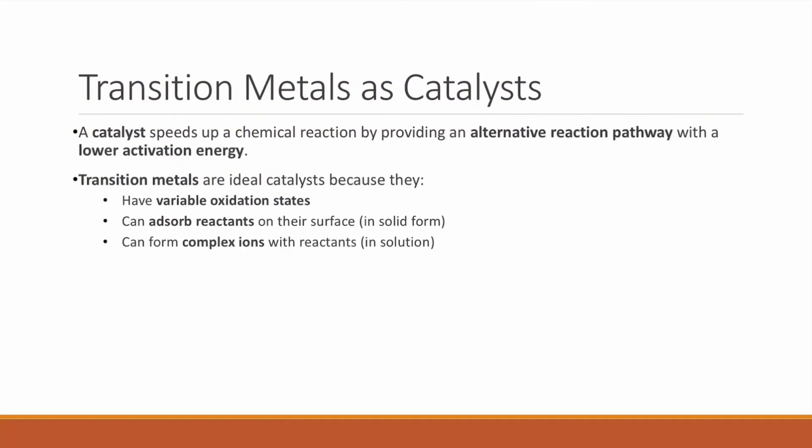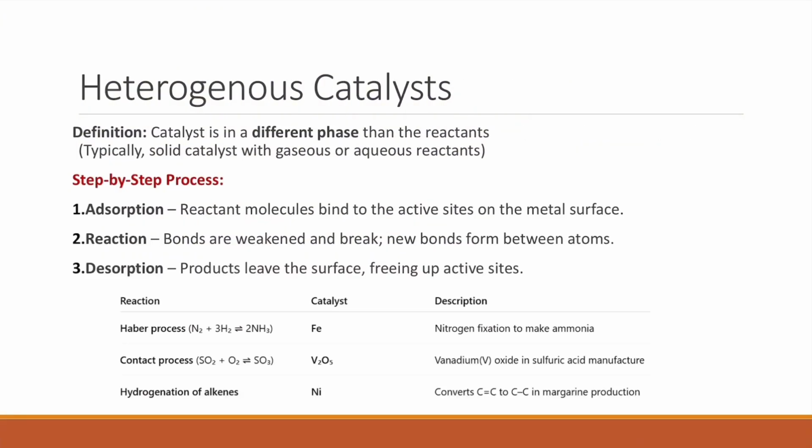So transition metals can act as catalysts. A catalyst will speed up a chemical reaction by providing an alternative reaction pathway with a lower activation energy. Transition metals are ideal catalysts because they have variable oxidation states, they can adsorb reactants on their surface if they are in the solid form, and they can form complex ions with reactants in solution. There are two types of catalyst. The first one is called the heterogeneous catalyst. A heterogeneous catalyst is a catalyst that has a different phase than the reactants, typically when the catalyst is in a solid phase, while the reactants are either gaseous or in solution.